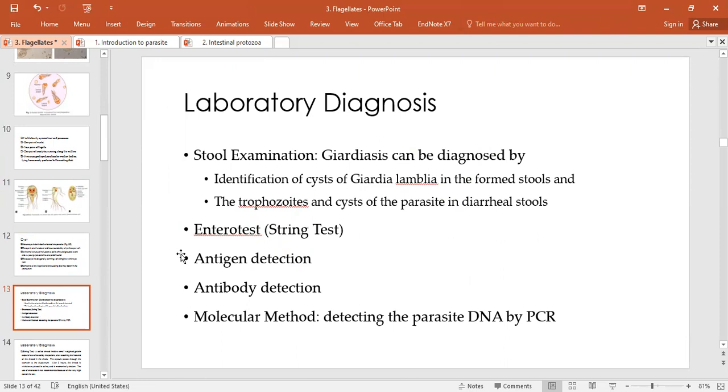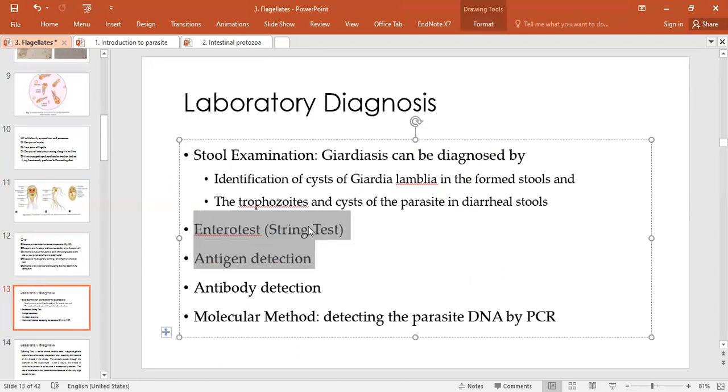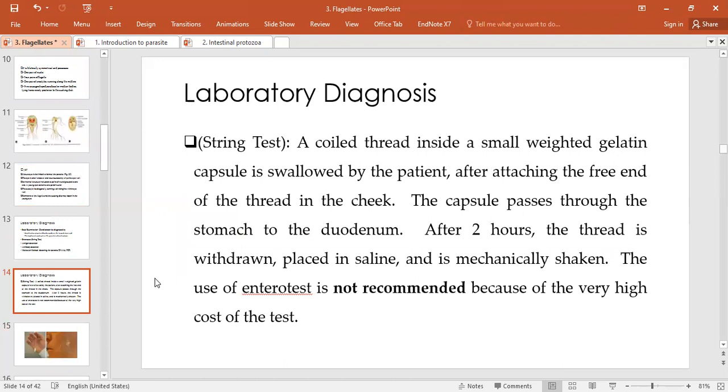There is a test also called the Entero test or a string test, as they call it. Antigen detection, where we can detect the antigen of the parasite in the human being infected, and the antibody, we can detect the antibody to those parasites also in serum. Molecular method, where we can detect the DNA of the parasite by a method called polymerase chain reaction, PCR. It's a genetic method to detect the parasite.